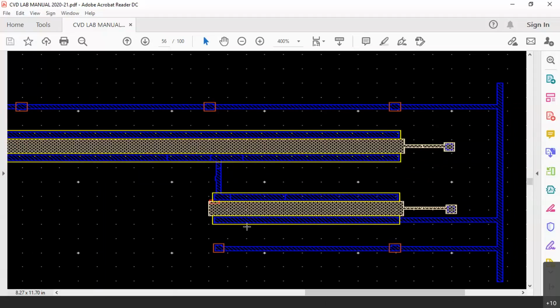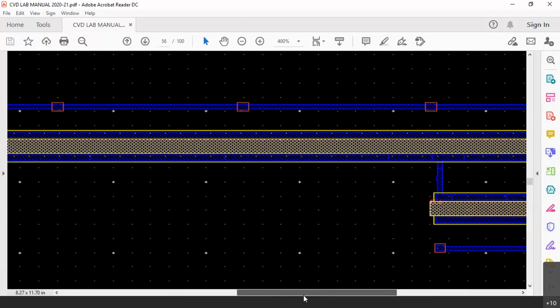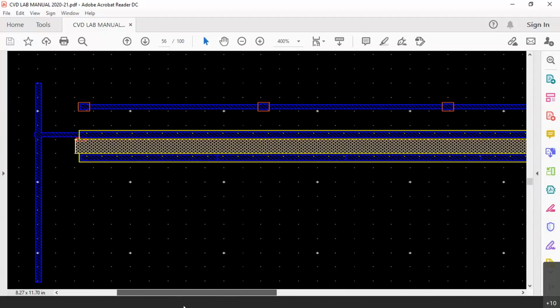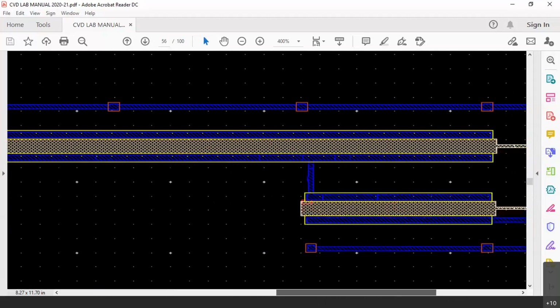The body of the lower transistor is also connected to VSS by means of these two wires. Every 10 micron, we should have wires. That is why we have these two wires. So, this is the complete layout of the common drain amplifier.